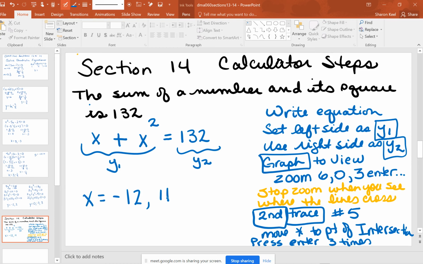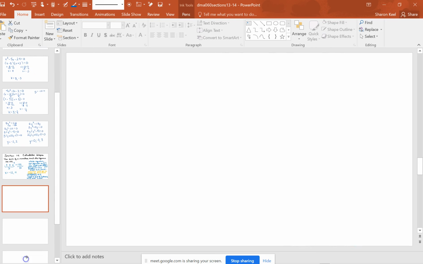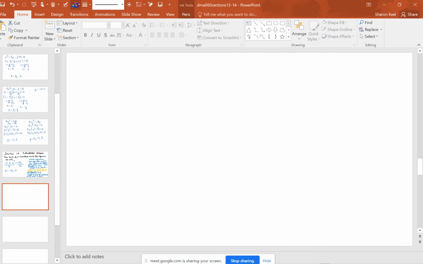Now, some of these problems that we have are going to be word problems more complicated than this. So let's move into another word problem. And for this word problem, they're talking about the length of a rectangle. Draw a rectangle, and I'm going to label this. It says the length of a rectangular rug is 2 feet more than the width. The area of the rug is 48 square feet. Find the length and the width.